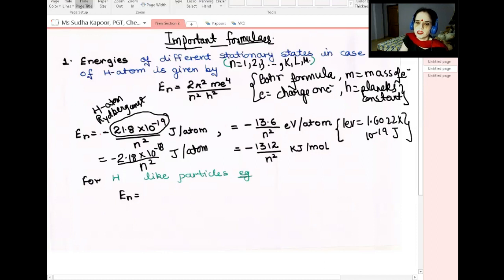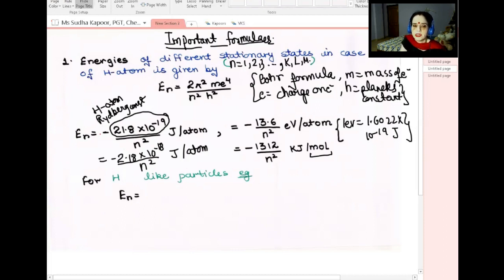It can also be given in kilojoule per mole. But remember, student, that when we are talking about mole, we have to consider the Avogadro value also. So energy can be given in terms of joule per atom, in terms of electron volt per atom, or in terms of kilojoule per mole. This theory was given mainly for the hydrogen atom, which has one electron.